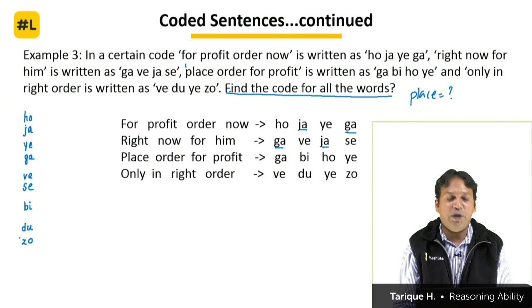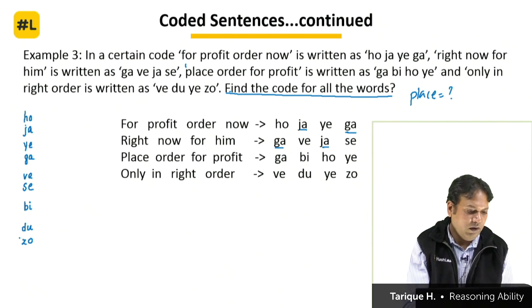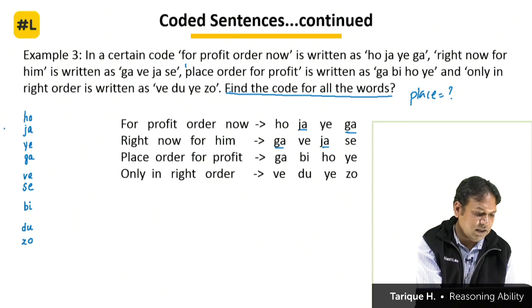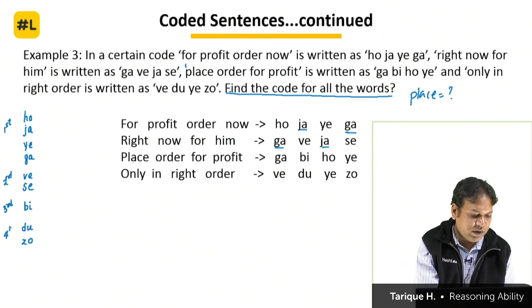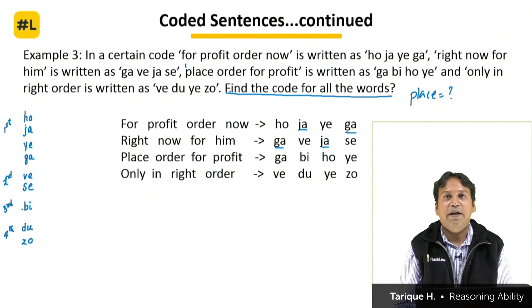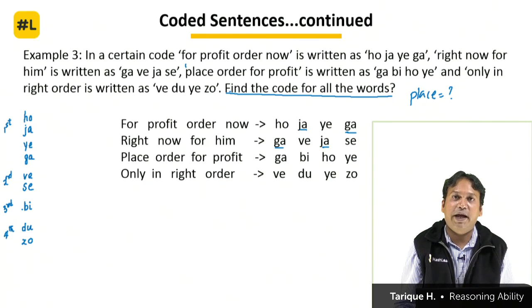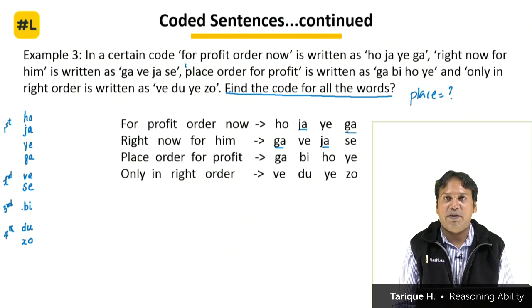So totally how many codes are there? 9. 4 codes in the first sentence, 2 codes in the second sentence which are unique, 1 code in the third sentence which is unique, and 2 in the fourth sentence which are unique. That means in total we have only 9 codes that we have to work with. In the 4 sentences we have 9 codes.